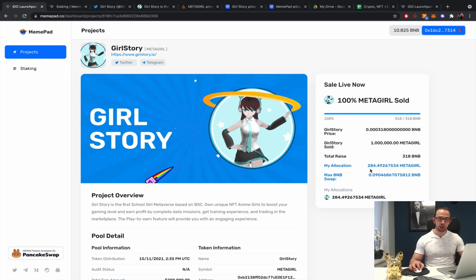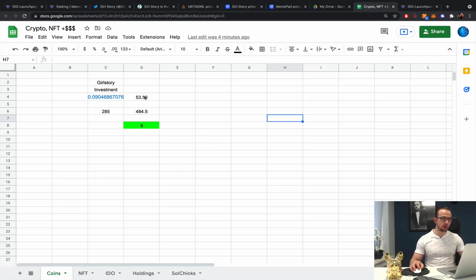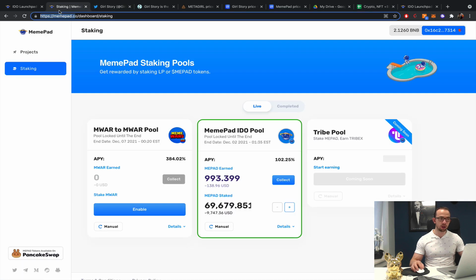I got an allocation of 284.49 Metagirl, which came to about 0.09 BNB. Translated, I have it here in Excel, it got me about a $53 allocation.